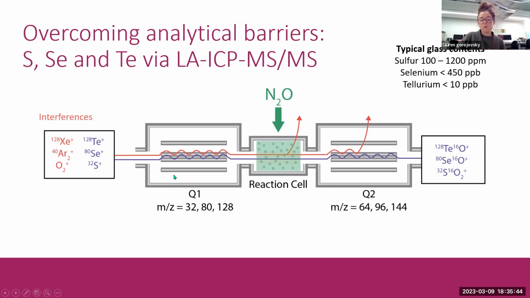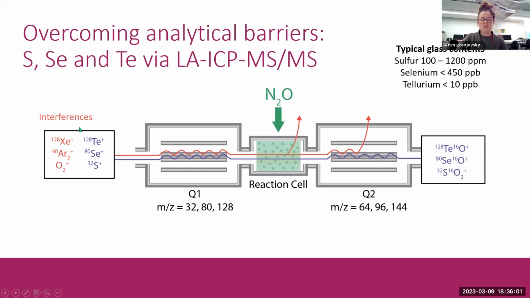But what the triple quad can do is you have the first filter. So in this case, I'll take masses 32, 80, and 128, which correspond to sulfur, selenium, and tellurium. And I can react them with nitrous oxide, and so we can mass shift them plus 16.